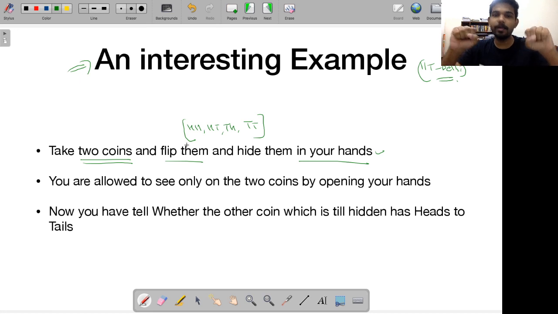You have closed both of them. I don't know what's happening. I don't know which state both of them are in. Now imagine you open one hand and show me. Let's for now assume that it is tails, right? That means my right hand is still unopened. So there are two possibilities. It could be tail heads or it could be tail tails, right?